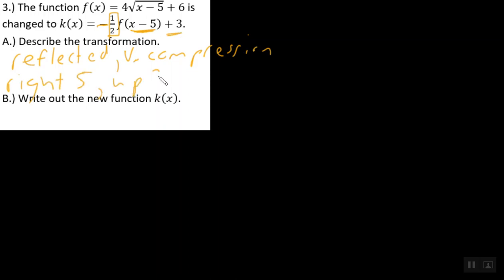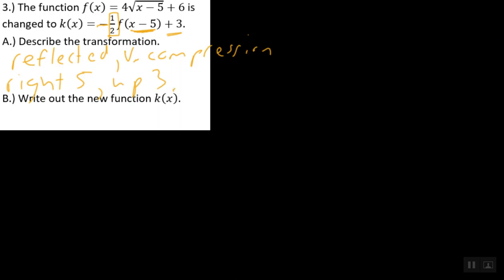Okay, for example 3, I'm going to move very quickly through the transformation. I see that we have a negative symbol in front, so I know that this has been reflected. I see that devoid of the negative, we have 1/2, which is a vertical compression, because 1/2 is less than 1. I see over here we have that x minus 5. If I were to set it equal to 0 and add 5 to both sides, you would see that it shifts to the right 5, and it's going to go up 3. Okay, so the transformation is easy.